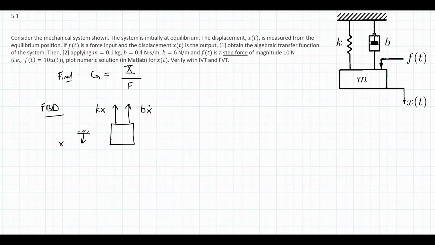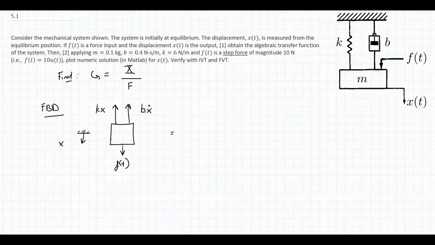So in this picture, kx and the arrow is up, bx dot and the arrow is up. And the other force acting on the mass here is going to be the applied force F of t, which I'll just leave as F of t for now. And we don't compensate for gravity. That's already being taken care of by the spring because we are going to be moving from equilibrium. X of t is measured from equilibrium. All right, those are all the forces.